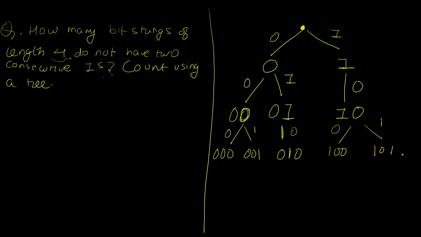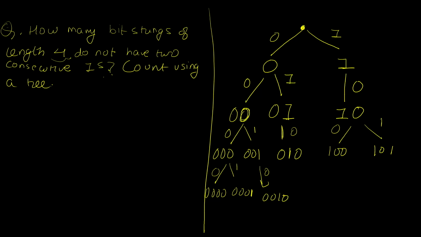Everything here is 3 characters, but I want to count things of length 4. So I'll go one more step. In this case, this ends with a 0, so I have 2 possibilities, 0 and 1. That will give me 0, 0, 0, 0 and 0, 0, 0, 1. Now in this possibility, I have 1 at the end, so I cannot have another 1. I can only have a 0. So this will give me 0, 0, 1, 0.